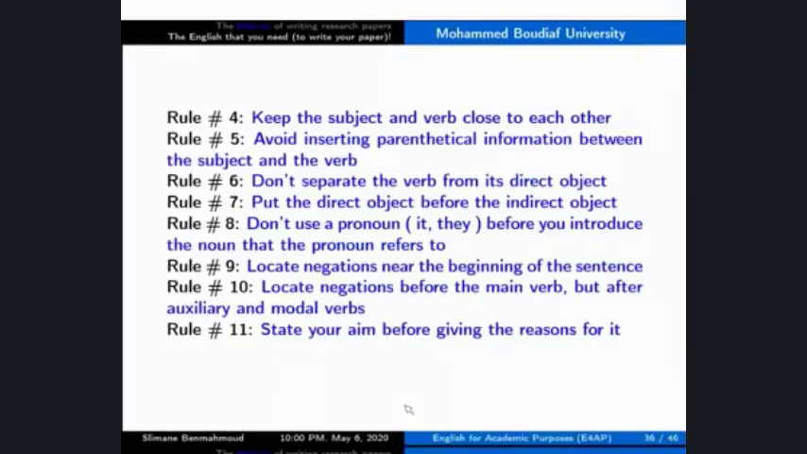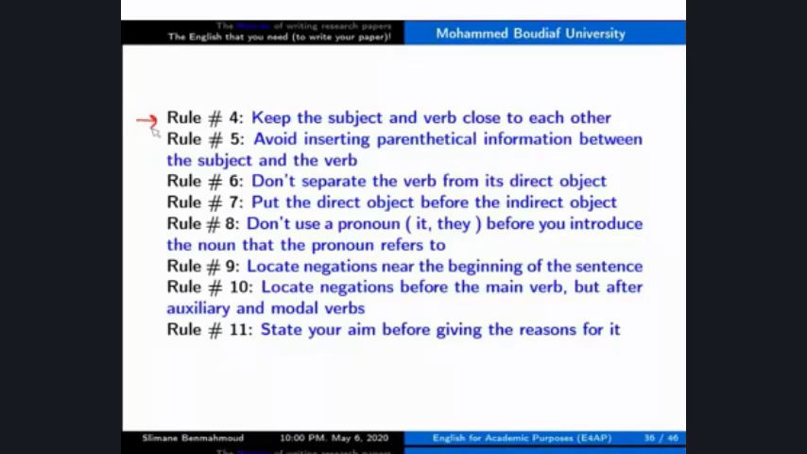Okay, here are some other rules that we may go through all of them next time, inshallah. Plenty of rules. We can read them together. Rule number 4, keep the subject and verb close to each other. Avoid uncertain parenthetical information between the subject and the verb. Don't separate the verb from its direct object. Put the direct object before the indirect object. Don't use a pronoun, it or they, before you introduce the noun that the pronoun refers to.